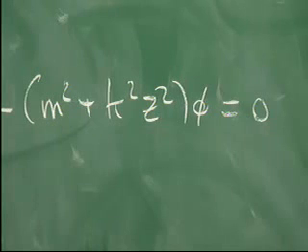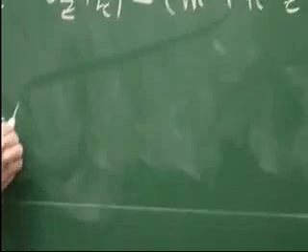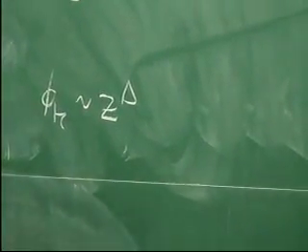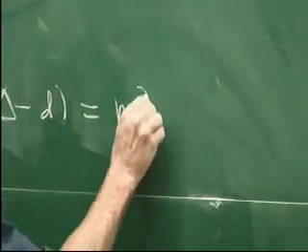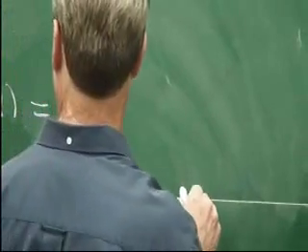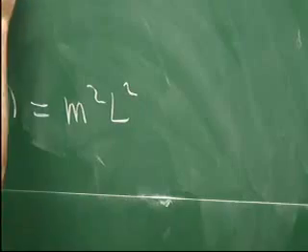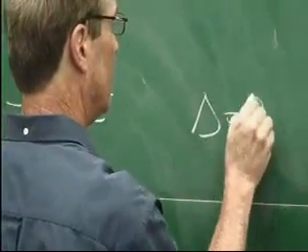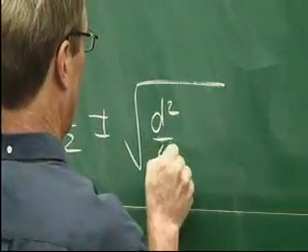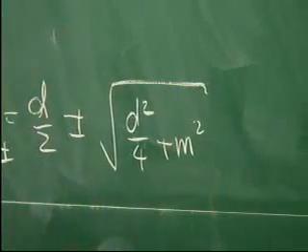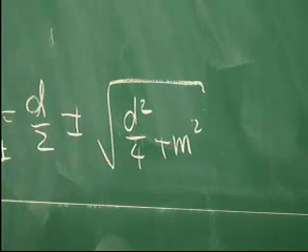The dominant behavior depends just on the mass squared. Phi k for any k goes as z to the delta, and if you plug this in, you find that this has to satisfy delta times delta minus d is m squared L squared, thank you, or delta plus or minus is d over 2 plus or minus square root of d squared over 4 plus m squared. And again, this is real exactly when the BF bound is satisfied. And this is the delta minus that I used on the previous blackboard.